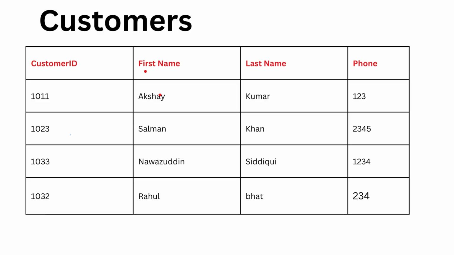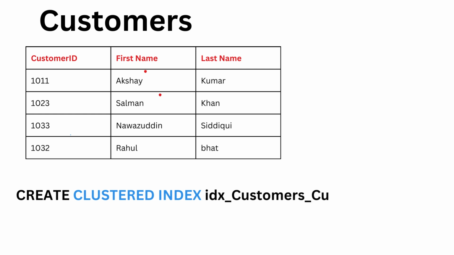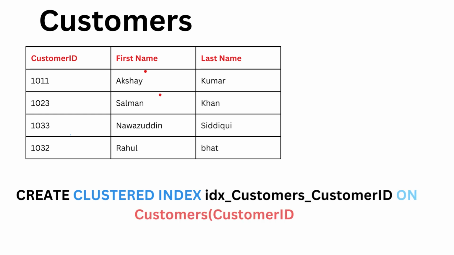Say we have a table named customers, which has columns such as customer ID, first name, last name, and phone number. So if you want to create an index on the customer ID column, we'll write the query as CREATE CLUSTERED INDEX, index name, in this case idx_customers_customer_id ON customers, and inside brackets we'll give the column name, which is customer_id in this case.